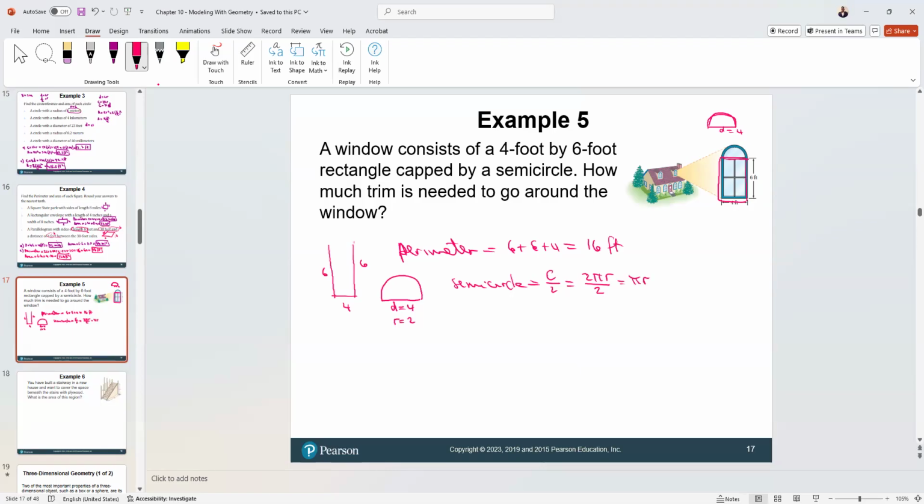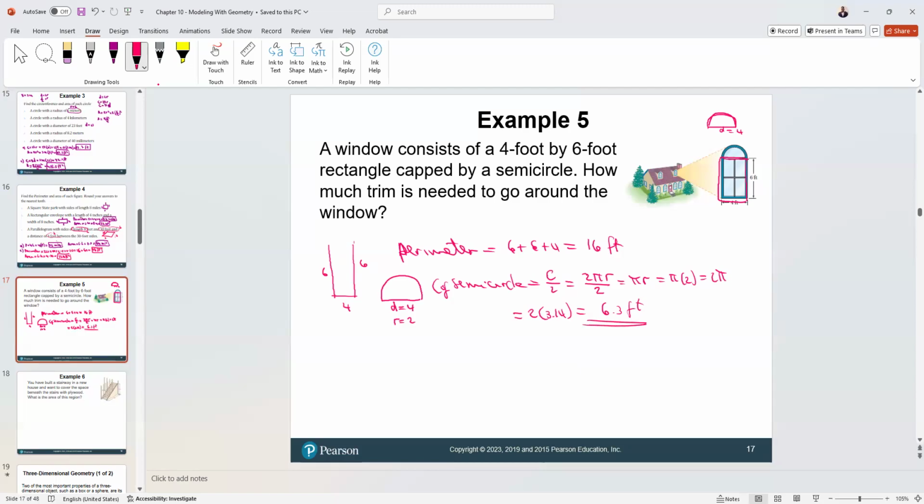So if it's pi r for that semicircle, the circumference would be pi times 2. That's 2 pi. Okay. So we have pi times 2, that makes it 2 pi. So that part would be 2 times 3.14. That is 6.3, right? Good.